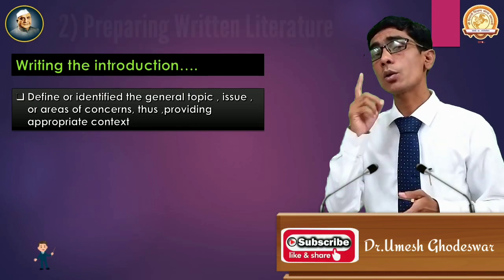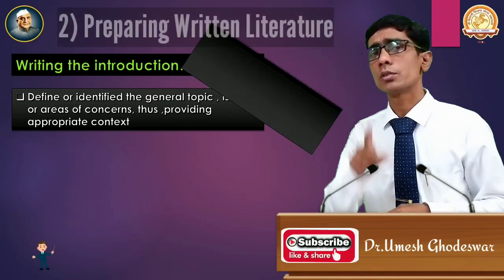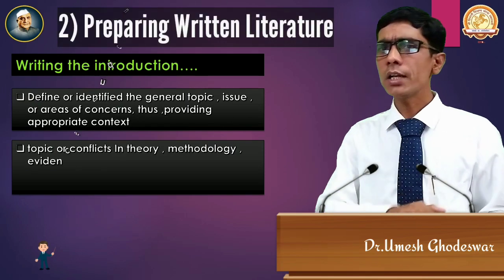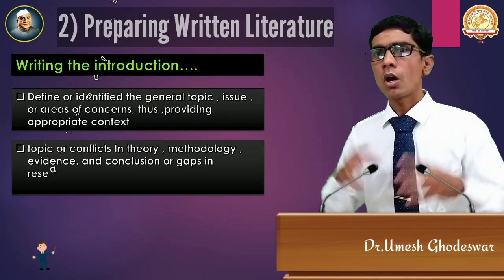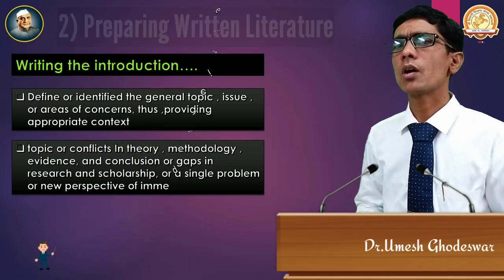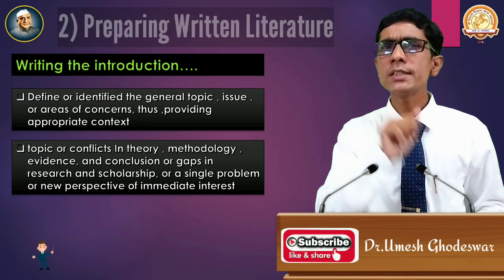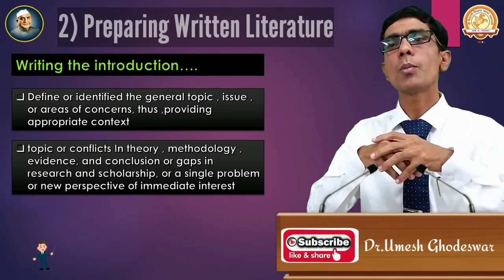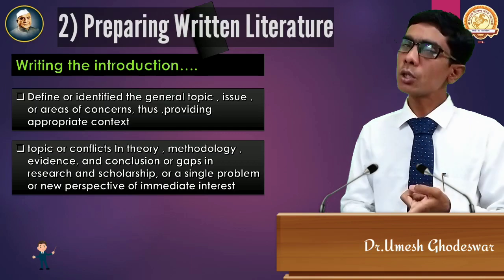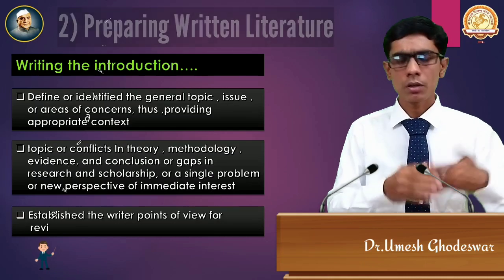First, writing the introduction. While writing the introduction, you should follow some important steps: define the general topic, issue or area of concern, thus providing appropriate context for reviewing the literature. Then point out overall trends in what has been published about the topic, or conflicts in theory, methodology, evidence and conclusions, or gaps in the research and any related work.